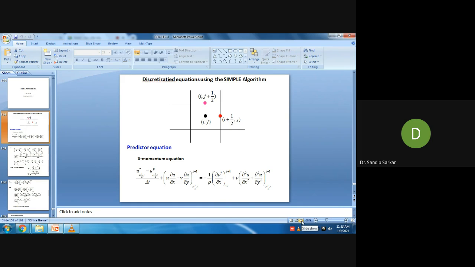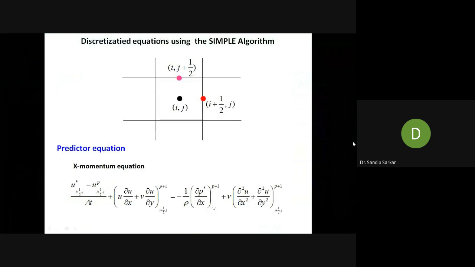Is that clear now to everybody? Because this is a very important step. If you have any doubt, please ask. So we're discretizing the velocity at I plus half j points and discretizing the pressure at ij point. Doesn't it make the equation inconsistent?